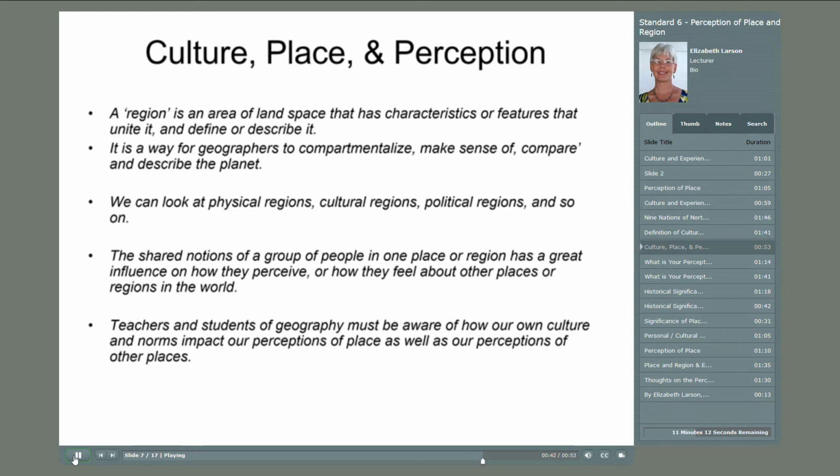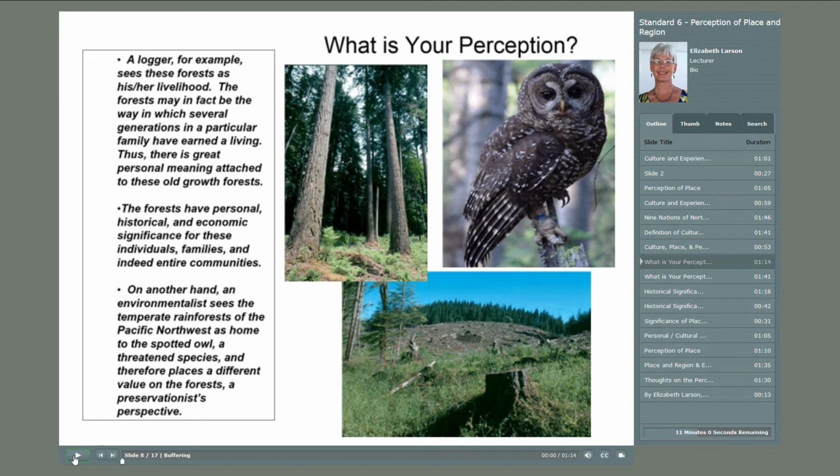Teachers and students of geography must be aware of how our own culture and norms impact our perceptions of place, as well as our perceptions of other places. Looking at the 3 photographs on this slide, we see the Pacific Northwest forests. We see the spotted owl, and we see deforested lands in the Pacific Northwest.